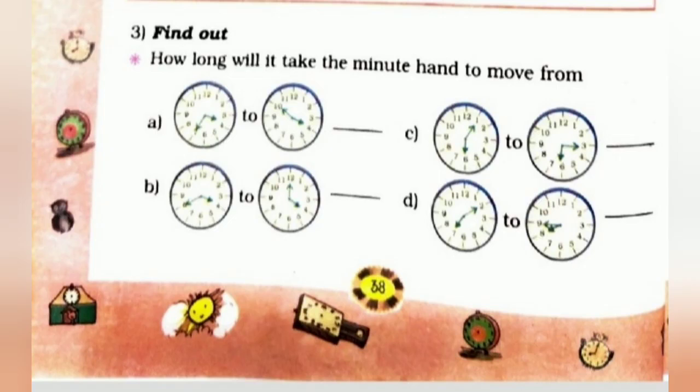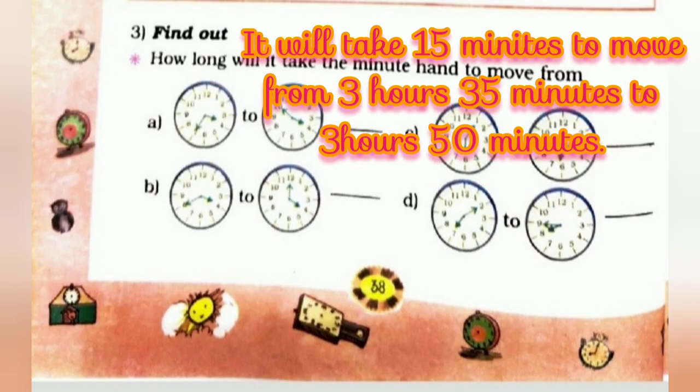3:35 to 3:50. In the first picture, the minute hand is on 7, that means 35 minutes. And in the second picture, the minute hand is on 10, that means 50 minutes. So find out what we will do. We'll subtract 50 minus 35 is equal to 15 minutes.